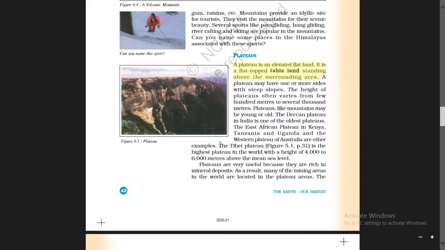The Tibet Plateau is the highest plateau in the world. Come on, underline this one also. Which is the highest plateau in the world? If it is asked, you have to say the Tibet Plateau.